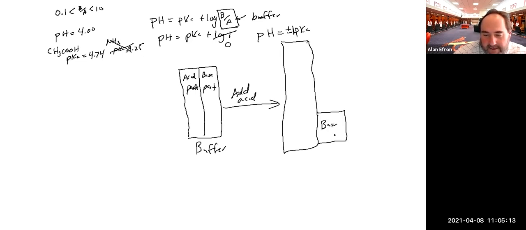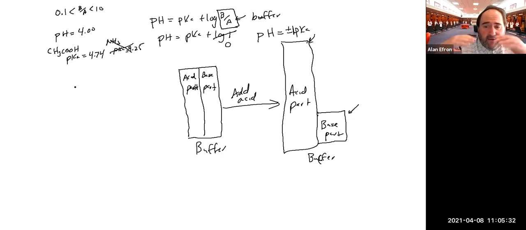Base part and acid part. I'm not sure why they got gianter as well. But this is sort of what happens here when we add an acid to a buffer. We're going to use up some of that base part. We're actually going to generate some of the acid part of the buffer. And it allows it to sort of work for a good period of time, right? Because you're kind of regenerating part of the buffer, even though you're reacting with one part of it as well.